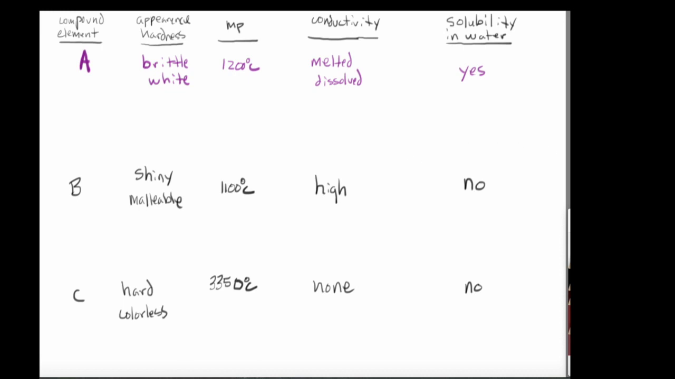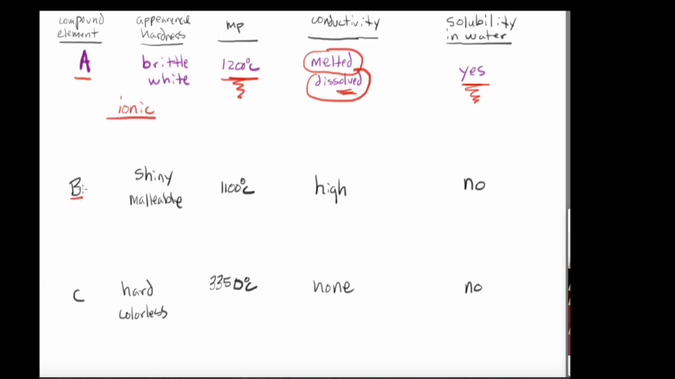Next example. All right, so let's take a look. Compound A, it's brittle and it's a white substance. It has a very, very high melting point. It conducts electricity when it's either melted or dissolved in water to make a solution. And obviously, since it was stipulated over here, it's also soluble in water. This is most likely an ionic compound.